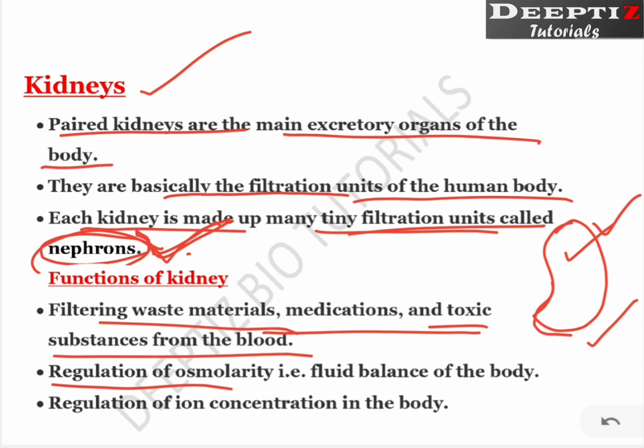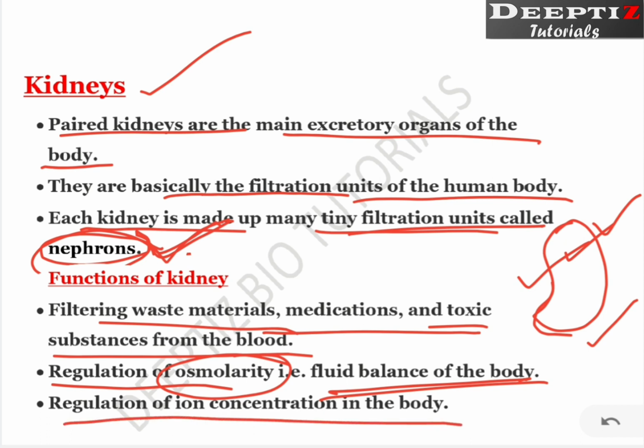Suppose you imagine that you drink less water today. From where is the urine formed? From the blood. If so much water is removed from the blood to make urine, what will happen? Your body will have a lack of water, right? Such a situation should not be there, and that is what we call osmoregulation. Fluid balance of the body. That is also done by the kidney.